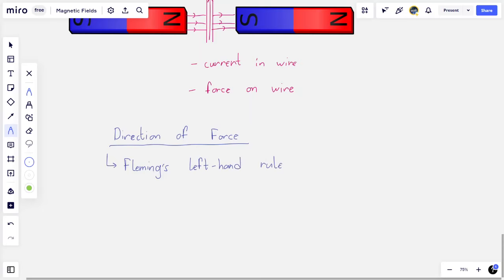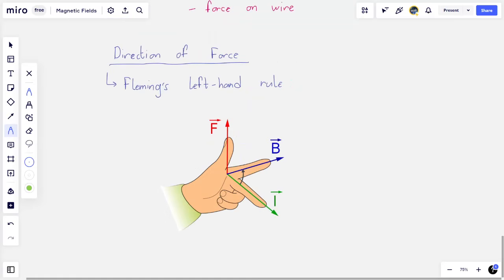If I take my left hand and extend my fingers outward in such a way that my thumb, my index finger, and my middle finger are all at right angles to each other.